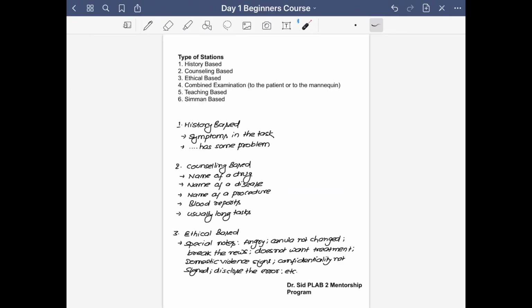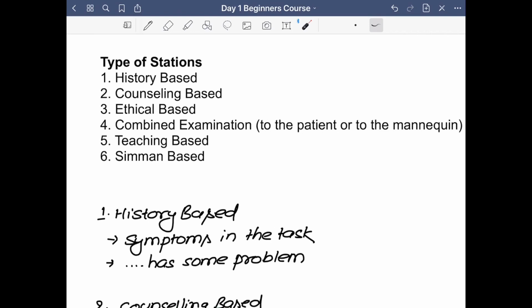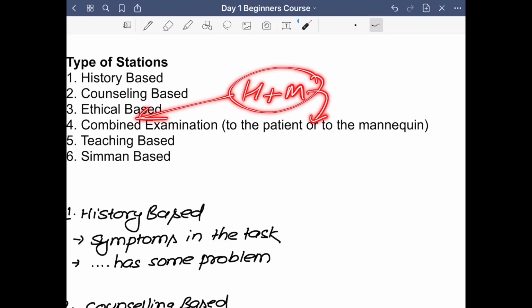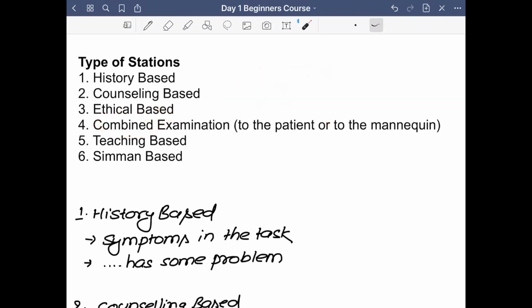Like I have said, there are 6 different categories. They are history-based station, counseling-based station, ethical-based station, and combined examination, in which you have to actually perform the examination on the patient or the mannequin depending upon the situation. It is called combined because you also have to do the history taking as well as the management apart from doing the examination. And finally, there are teaching-based stations and SIMMAN-based stations as well.